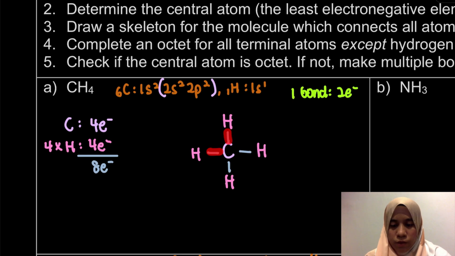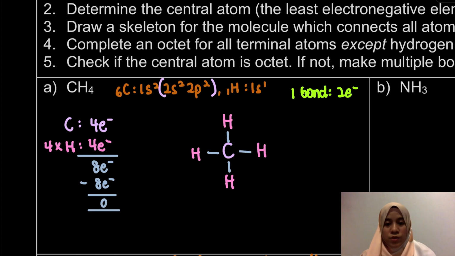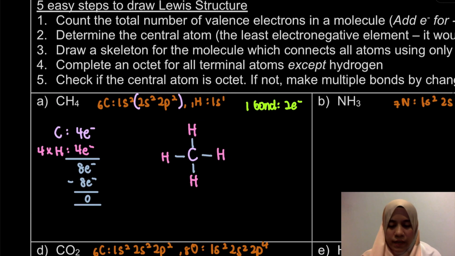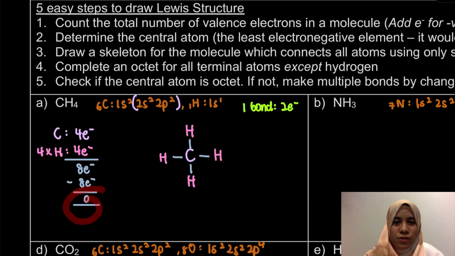Each single bond has 2 electrons times 4, so we have 8 electrons. How many electrons are left? 8 minus 8, so 0 electrons. So here is the Lewis structure of CH4. It's done, but we just check steps 4 and 5: complete the octet for all terminal atoms except hydrogen. Hydrogen wants to achieve a duplet, which means 2 electrons. Each hydrogen already has 2 electrons, and we have 0 electrons left, so we cannot add anything.